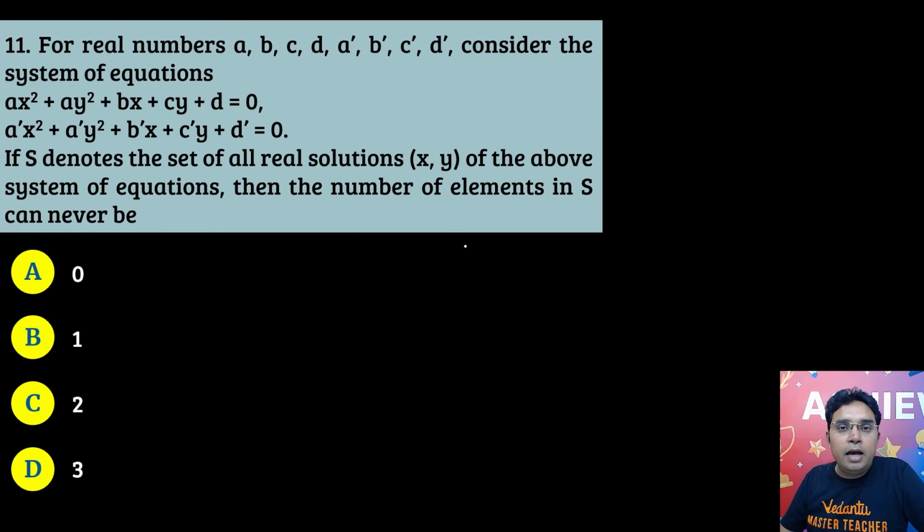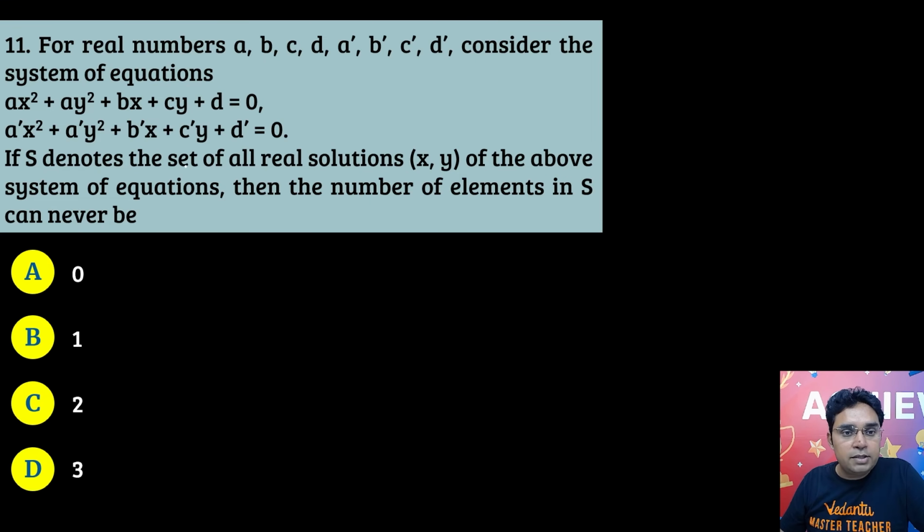Hi everyone, I am Surendra Jain, Master Teacher of Maths in Vedantu. I'll be solving further question number 11, which says: for real numbers a, b, c, d, a dash, b dash, c dash, d dash, consider the system of equations ax square plus ay square plus bx plus cy plus d equal to 0, a dash x square plus a dash y square plus b dash x plus c dash y plus d dash is equal to 0.